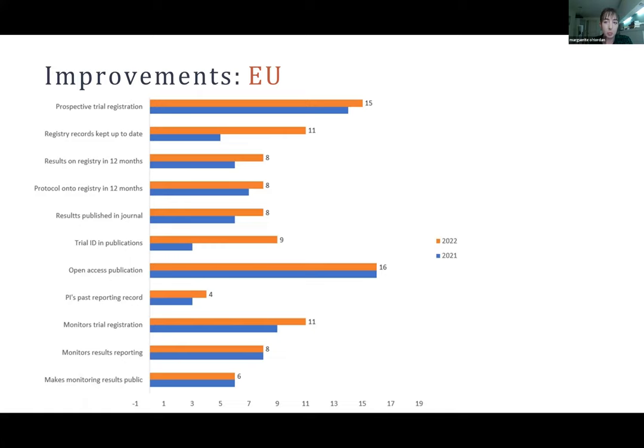However, if you look at it more positively, overall, each of the 11 WHO best practices had been adopted by at least 8 funders in our cohort. So this demonstrates the feasibility of it.